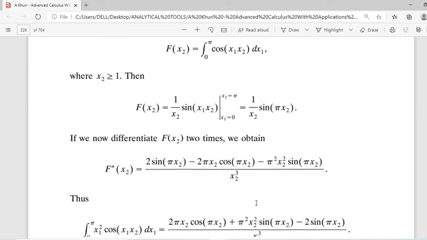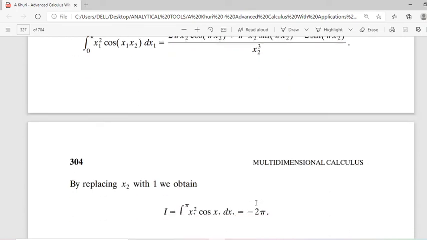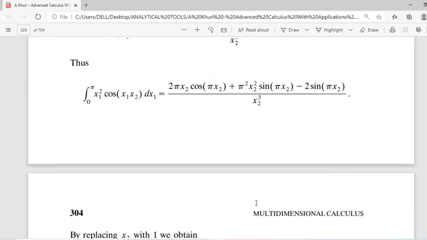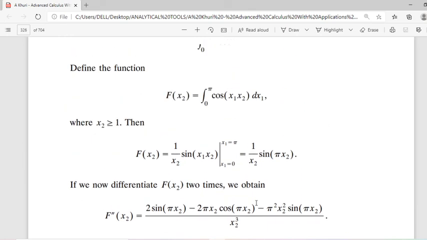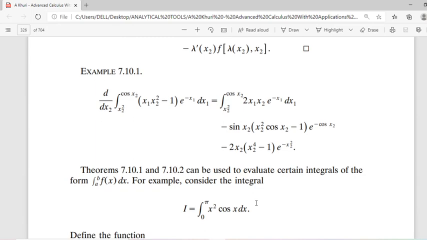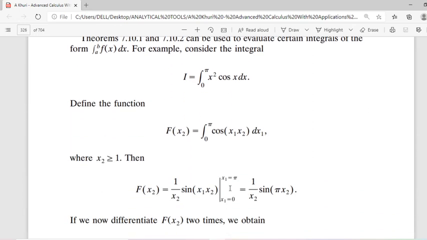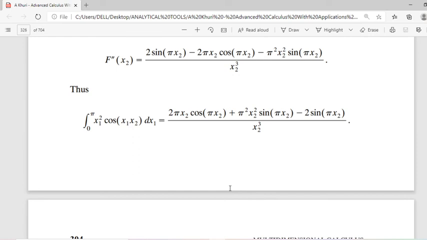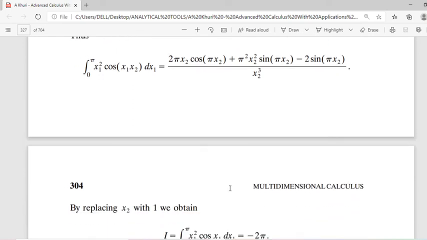Okay, so some other problems are given. You can try this problem. You write and submit it in Moodle, and along with this theorem and example you can submit this problem also. So that is left as an exercise.